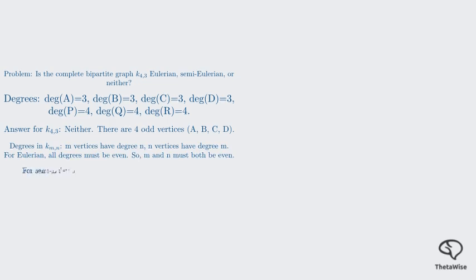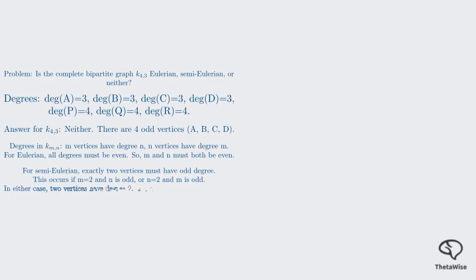Finally, for which values is it semi-Eulerian? This occurs when there are exactly 2 odd vertices. This condition is met when m is 2 and n is any odd number, or vice versa. This would result in 2 vertices having odd degree n and n vertices having even degree 2.